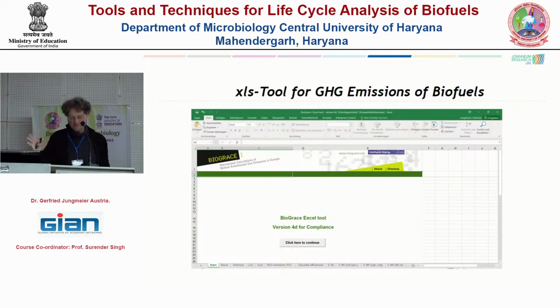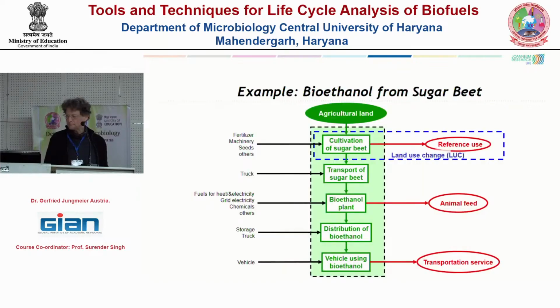And I think this is maybe the easiest way to jump into LCA of bioethanol, for example. And in this BioGrace tool, again you see the key processes starting with agricultural land. So in the tool you find one sheet about cultivation, about transport, the bioethanol plant, the distribution of the bioethanol, and the vehicle if relevant. I think this tool stops at the biofuel, so it ends after the bioethanol, giving you a value in gram CO2 equivalent per megajoule.